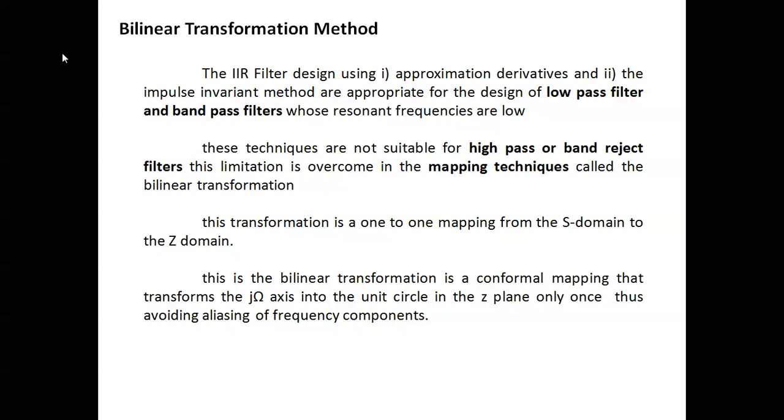But if you go to bilinear transformation, it is better. It's suitable for high pass and band reject filters. So the limitations are overcome by the mapping technique called bilinear transformation. This transformation is a one-to-one mapping from the S domain to the Z domain. Bilinear transformation is a conformal mapping that transforms the j omega axis into the unit circle in the Z plane only once, avoiding aliasing of the frequency components.